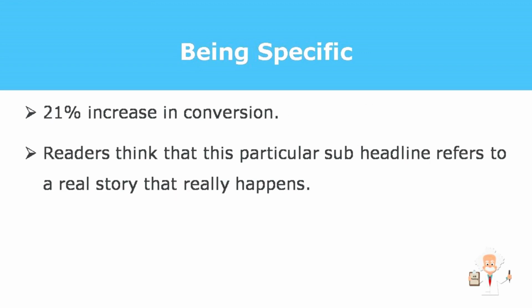Being specific. Sometimes your sales copy can see a greater conversion rate if you include a personal touch on the subheadline. In this case, the subheadline mentioned a specific case of a blog post, which grew to almost 10,000 subscribers. When this was tested, the result came back with a 21% increase in conversion. This happens because readers think that this particular subheadline refers to a real story that really happens. This further highlights the importance of telling a story in your sales letter. I highly recommend you do this.